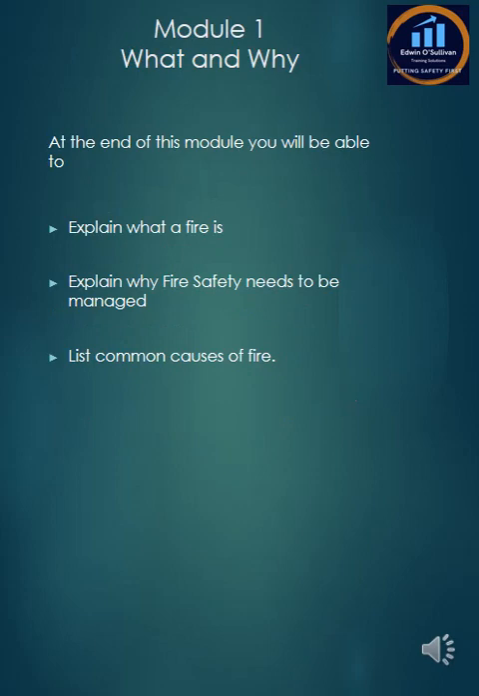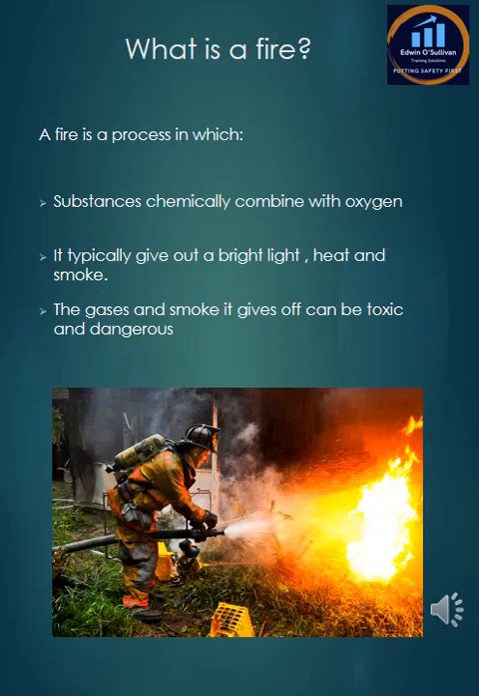So getting into Module 1, the what and the why. At the end of this module we'll be able to explain what a fire is, explain why fire needs to be managed, and list the common causes of fire. So we all have a rough idea of what a fire actually is, but within a fire the fuels are chemically combining with oxygen. They give off a bright light and heat and smoke, and depending on the fuel and the chemicals within a fire, they can give off toxic gases and smoke which can be dangerous to ourselves.